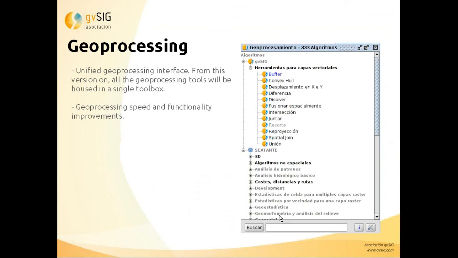About geoprocessing, gvSIG 2 now includes a unified geoprocessing interface where you can access the tools for vector layers, and in the future also for raster layers. You have the algorithms available, the existing algorithms, and in the future there will be algorithms from SAGA, GRASS, or Python scripts, among others.